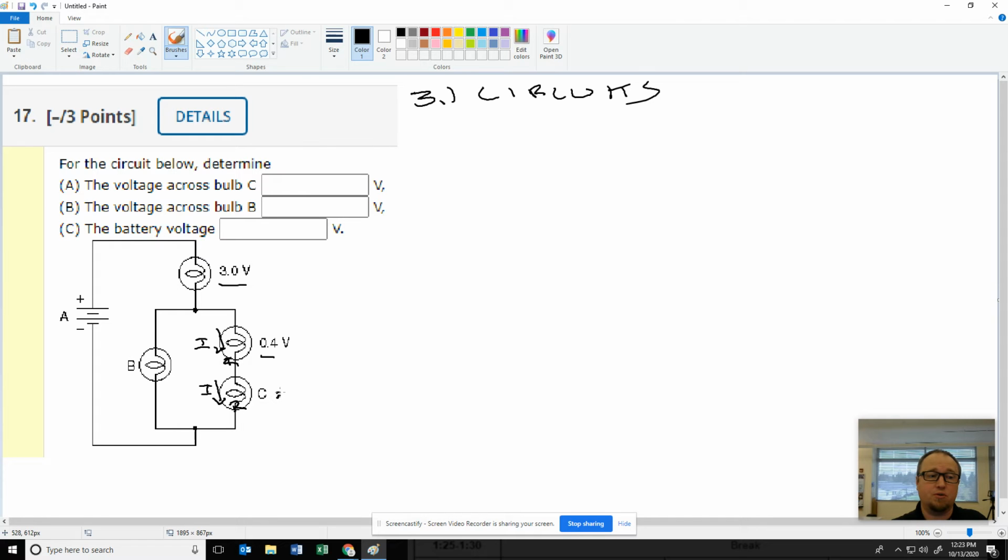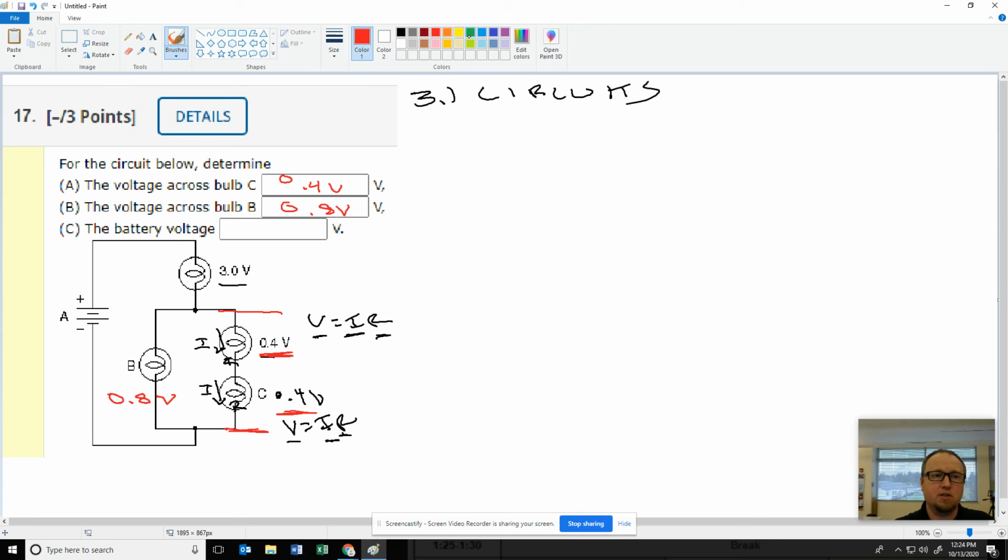have the same potential, so 0.4 volts, by doing V equals IR. If they have the same current and the same resistance, they will have the same voltage, the same potential difference. So between these two spots, it drops 0.4 and 0.4. If I look at the left side, B is in parallel, so it'll have 0.8 volts. So bulb B will be 0.8 volts, bulb C will be 0.4 volts, and then the battery.